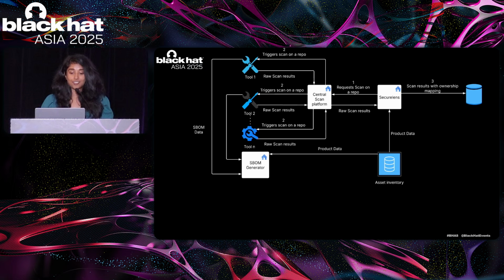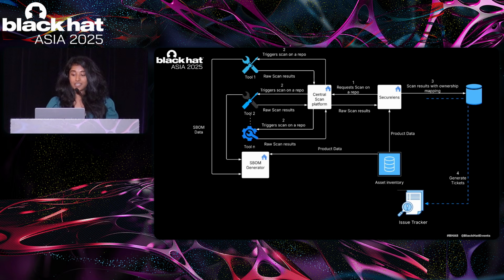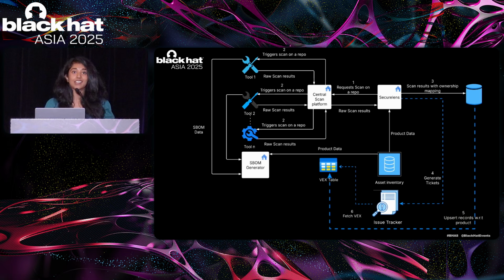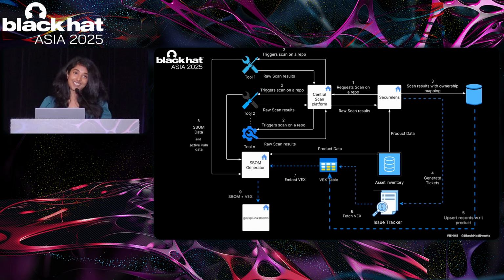How it works is that Srinija just described how we were generating SBOMs. But now with the issue tracker in place, we were able to start collecting remediation information. And now we have a database table where we store all of that information. All we had to do is correlate that data back to our product inventory. And the final result is VEX embedded SBOMs.